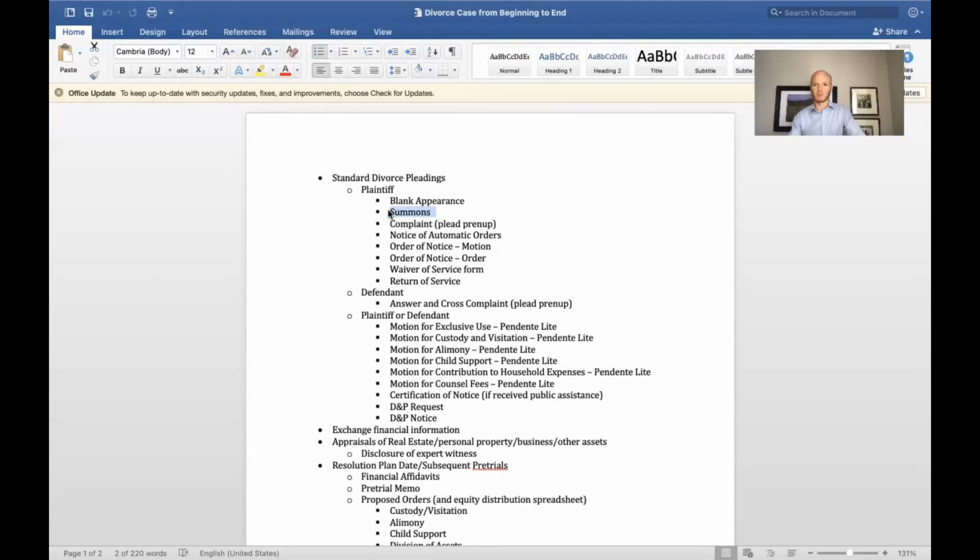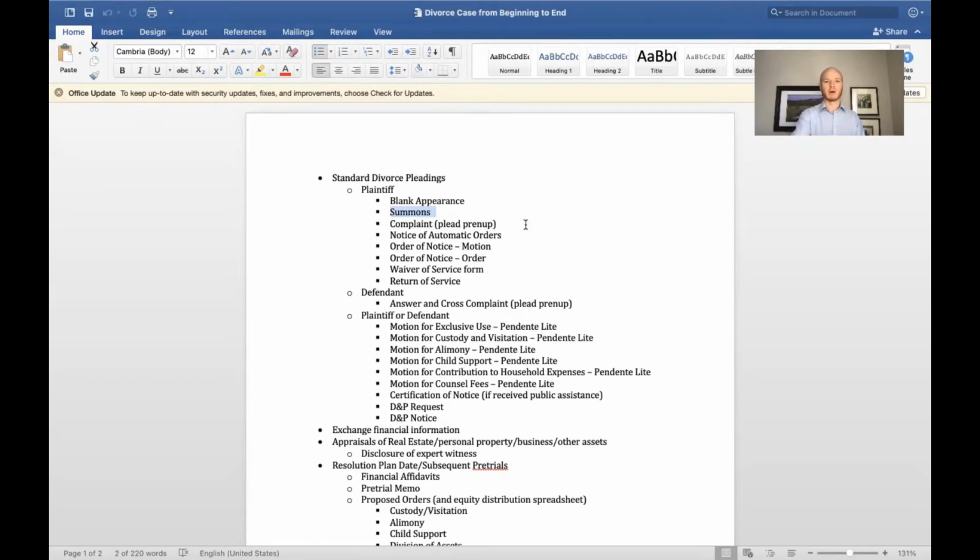Then there's a complaint, which lists a lot of the background information of the parties, when they were married, whether or not they have children, and if they do have children, their dates of birth, etc. It also lists the relief that the plaintiff is seeking: alimony, child support, if any, division of assets and debts. It essentially lists all of that background information.